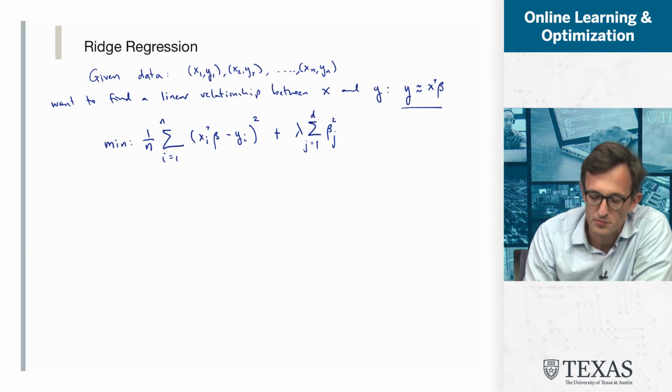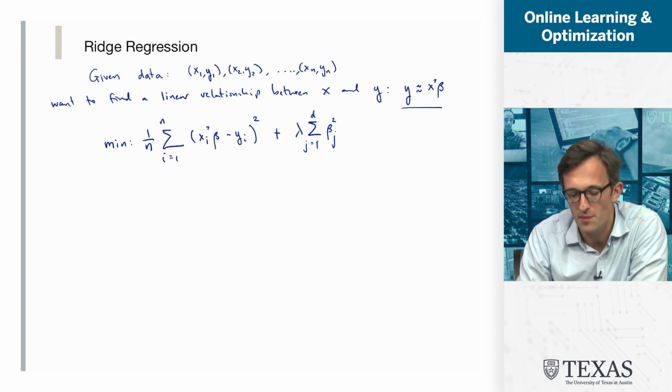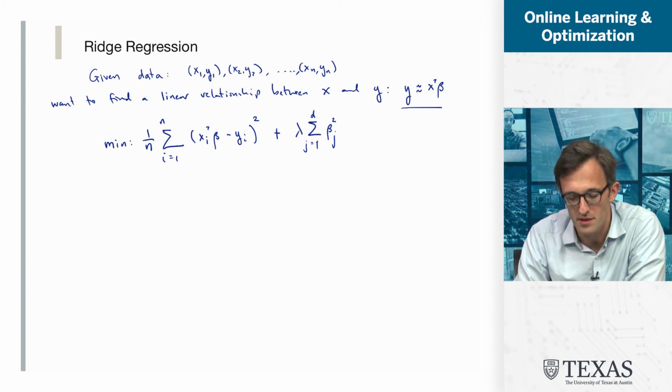So this is the problem called ridge regression, and there are a number of reasons that we might want to solve this instead of ordinary least squares.